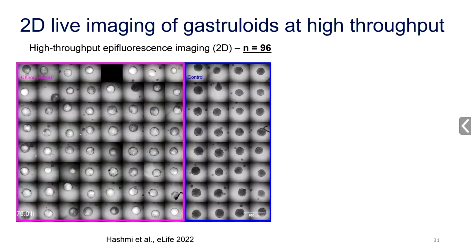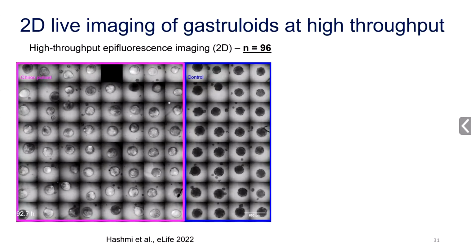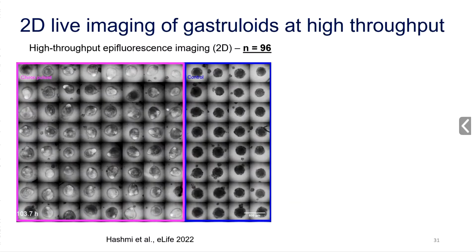So of course you can do large screening with epifluorescent microscopy. Here, for example, it's the activated gastruloids. Here it's the non-activated ones. So you get many statistics with that.